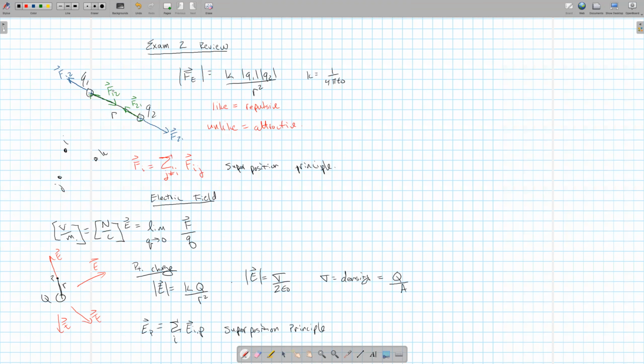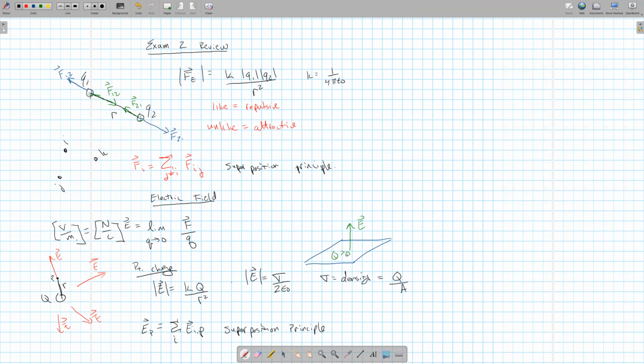As we said in class, what if I had a sheet of charge which is infinite in length? Then my electric field points perpendicular to the surface, either radially inward or radially outward, depending on the sign of the charge. If the charge is positive, it points radially outward. But if the charge is negative, it's going to point radially inward.